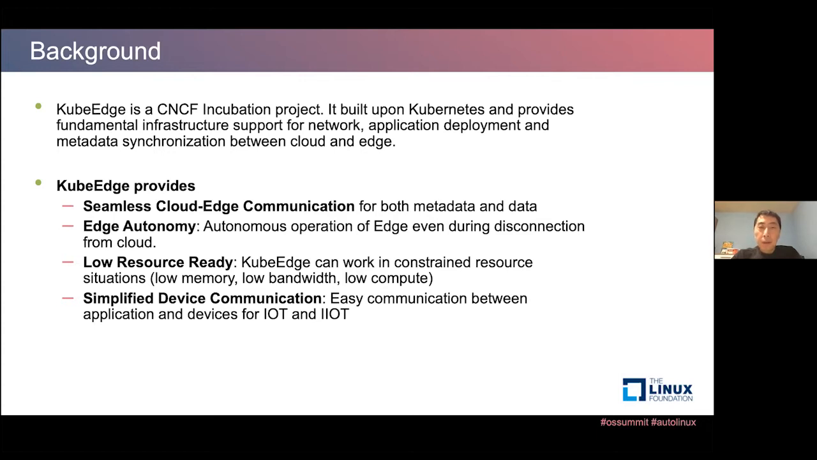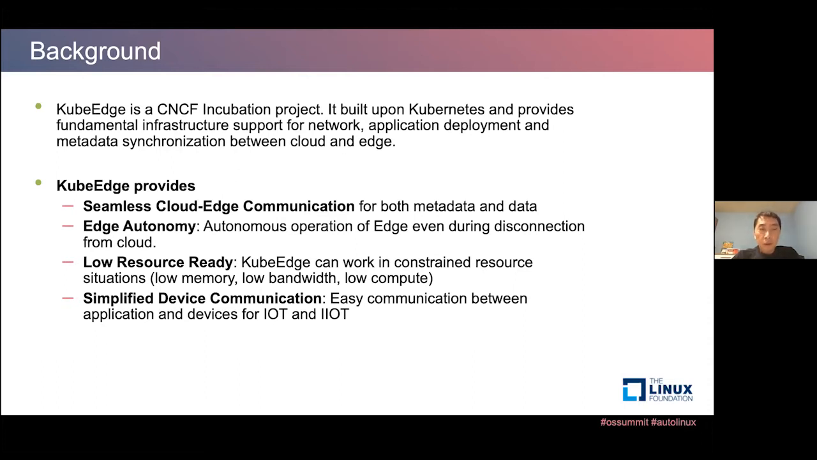So the developer is only focusing on developing their business logic to solve their problem without worrying about all these issues the platform can provide. With this, KubeEdge provides first, seamless cloud edge communication. This communication includes not only data communication, but also metadata and edge autonomy. That means during temporary internet connection issues, the edge can run autonomously without connecting to the cloud. And also when the connection is restored, we resynchronize the metadata to make sure the edge is running as we expected, in the desired state.